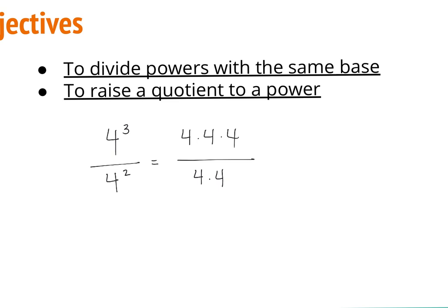Could we cancel things? What could we cancel? Nicole? 2 of the 4s from the numerator and 2 of the 4s from the denominator. Excellent. So what would we be left with? Just 4 over 1, right? Which is just 4 to the what power? The first power, okay? If you don't see an exponent, it's always 1.